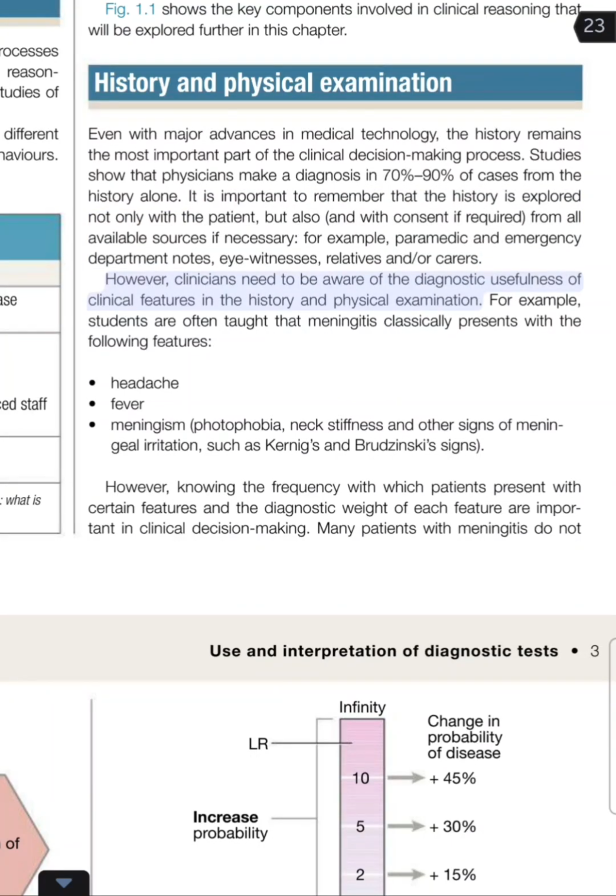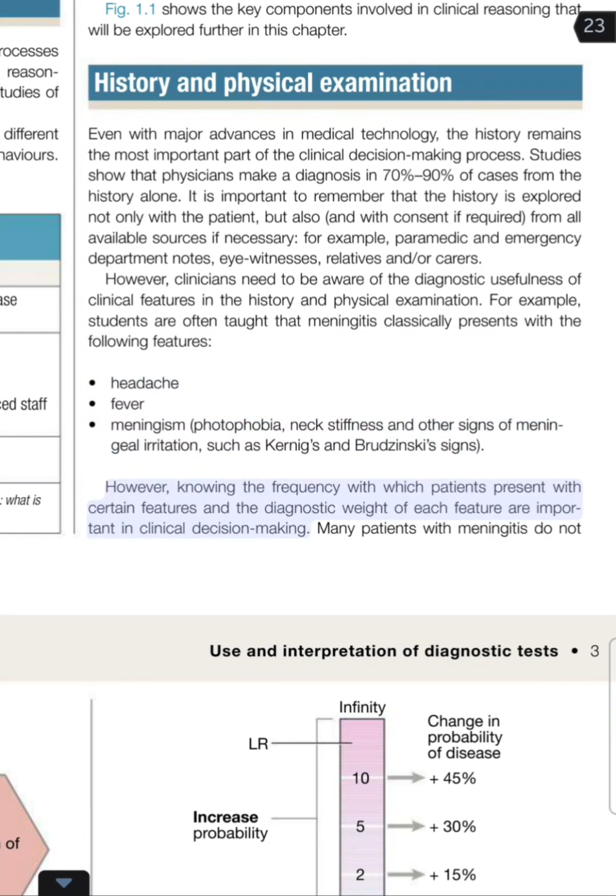However, clinicians need to be aware of the diagnostic usefulness of clinical features in the history and physical examination. For example, students are often taught that meningitis classically presents with the following features: headache, fever, meningism, photophobia, neck stiffness and other signs of meningeal irritation, such as Kernig's and Brudzinski's signs.